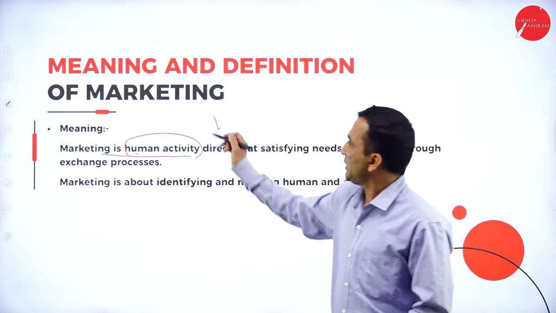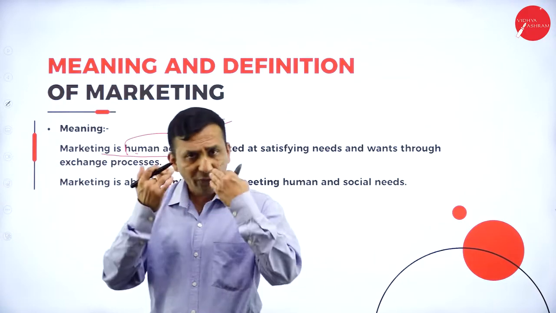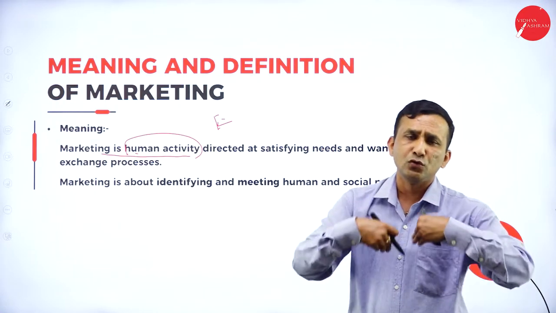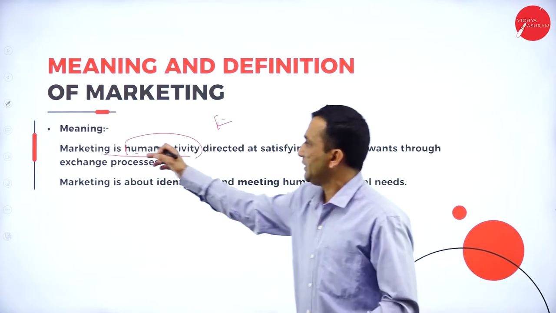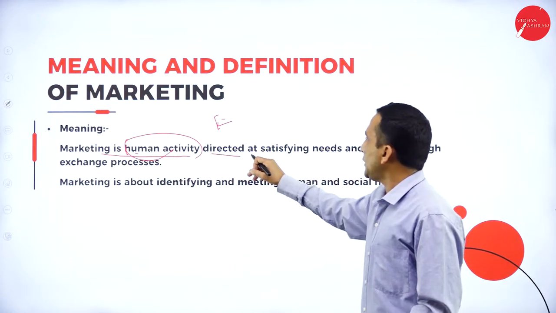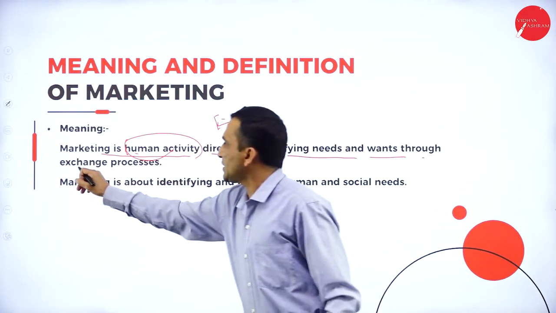Human activity is nothing but economic activity, because we are producing a product not for our own sake. We are producing a product for many people, to serve them, and we are making a profit. This is a human activity directed at satisfying needs and wants through an exchange process.